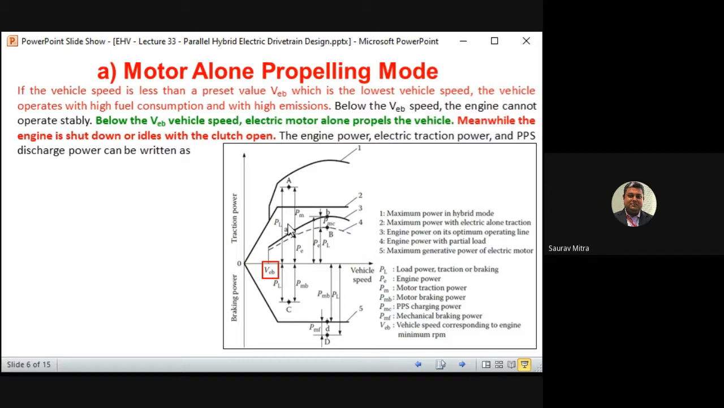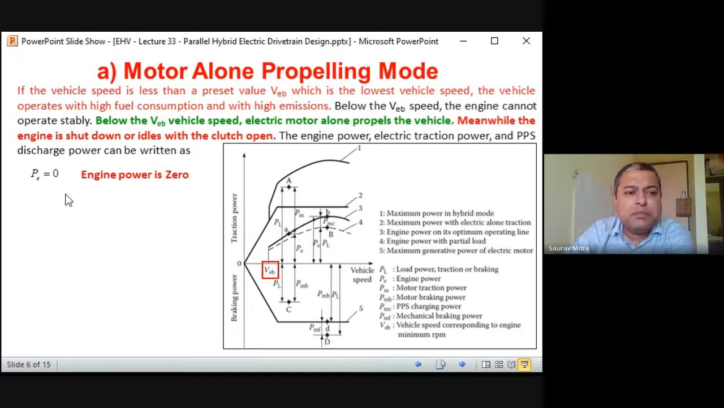Only PMC or PPS, that much power, which is coming from the PPS battery, is driving the vehicle. The engine power, electric traction power and PPS discharge power can be written as follows. These equations are very important. It was shown here that the engine is shut down, that means P engine is equal to 0. That is the first thing. PM is equal to PL. That means whatever traction power is demanded by the vehicle load is supplied by the motor itself, coming from the PPS or the battery source. So P motor, or mechanical motor power, is equal to PL. That means motor power is equal to propelling power, and PPS discharge is equal to PM by eta m.